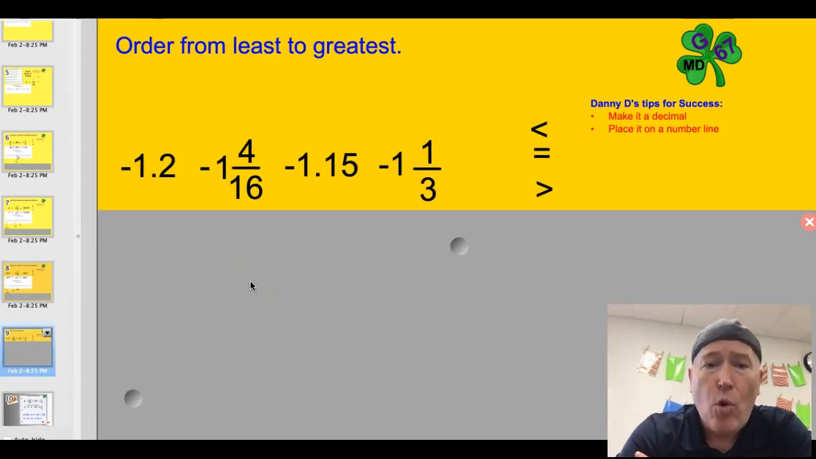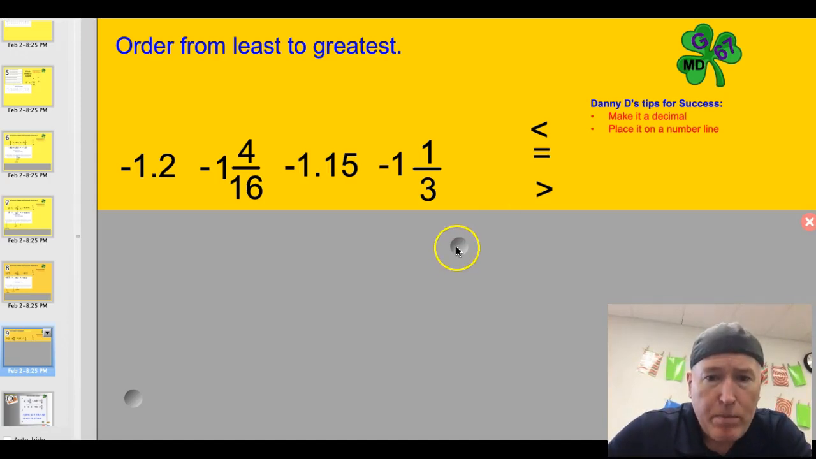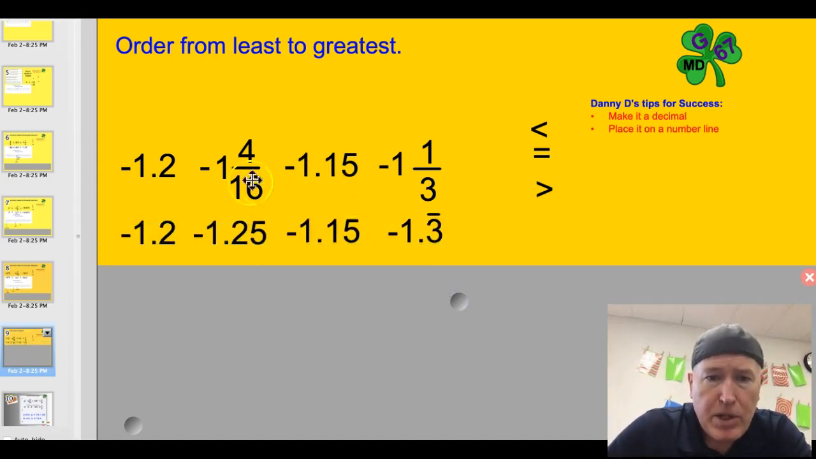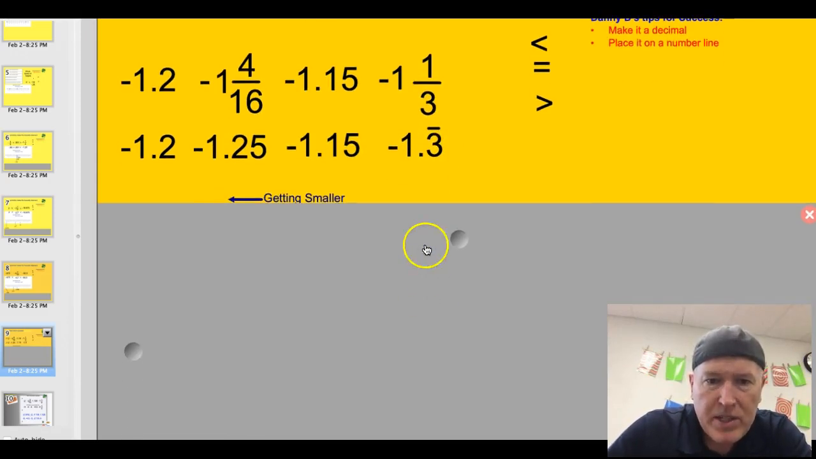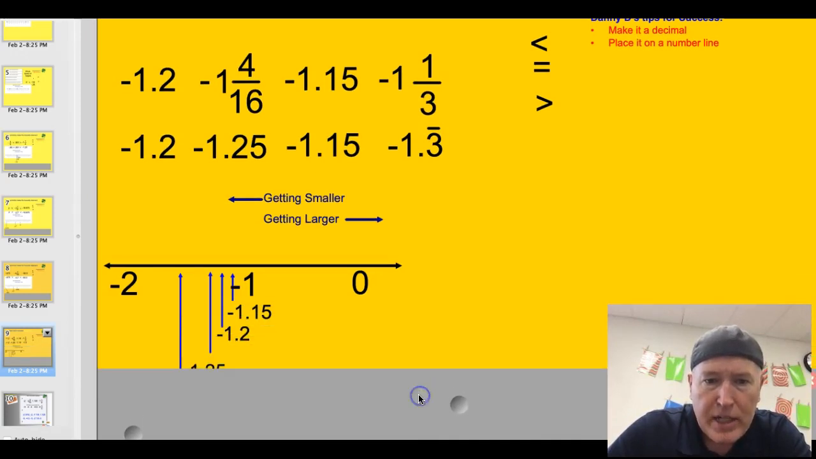This time I'm going to have you order them from least to greatest. So you're not going to be using the inequality symbols, but just order them. Just draw a quick number line. Go. All right, let's see how you did. Well, you have negative 1.2. You've got one decimal here, or one fraction here, 4/16, I made into a decimal, negative 1.25. Negative 1 1/3, I made that into negative 1.3 repeating, just so I can compare them a little bit easier and place them on the number line a little bit easier.